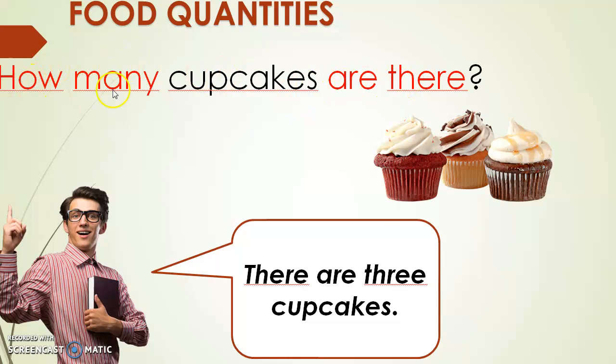When we have how many, it's asking about the quantity of a noun, of a word, of an object, right? In this case, we're asking about the number of cupcakes. So we have 1, 2, 3. How many cupcakes are there? There are 3 cupcakes. Okay, next example.